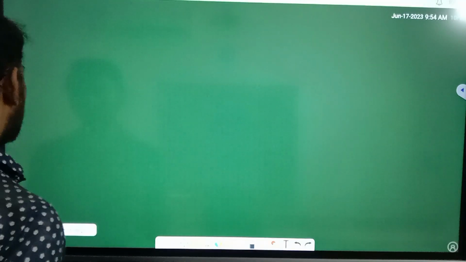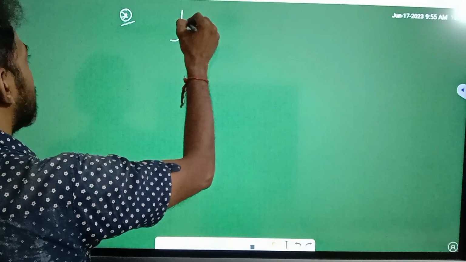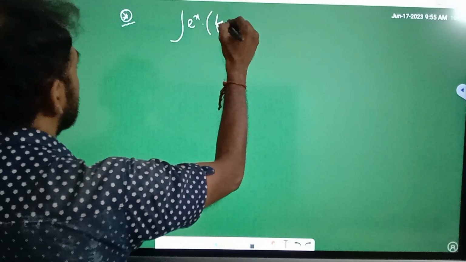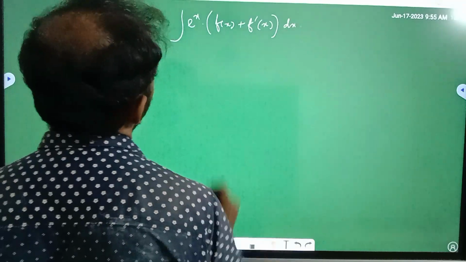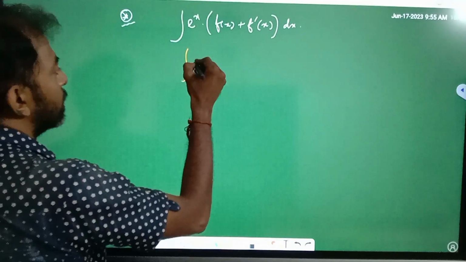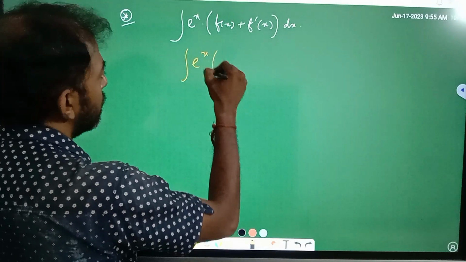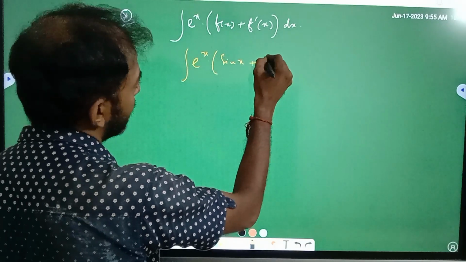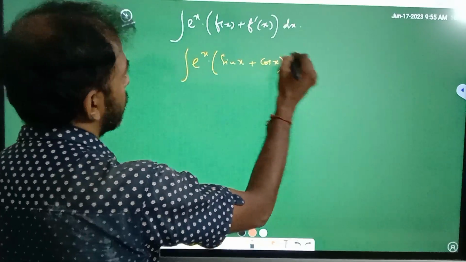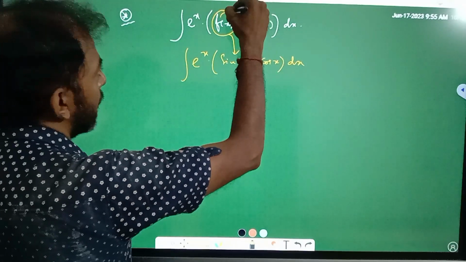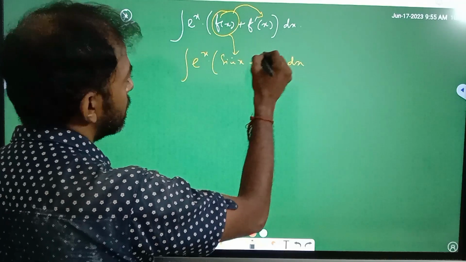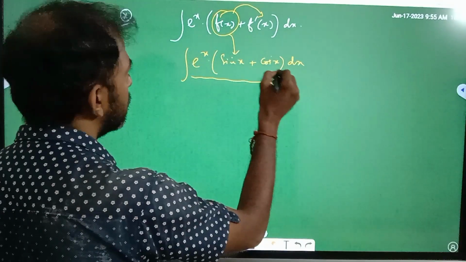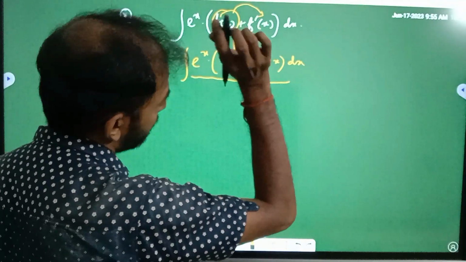Now a special type of form, the last form of our preliminary discussion, that's something like e power x into f x plus f dash x pattern. Now what is it all about? If you consider this example, you will get something like this, e to the power x into sin x plus cos x. That is, we are considering f x as sin x and the derivative of f x will also be present there. As we all know, the derivative of sin x is cos x. So this type of problem is known as e power x into f x plus f dash x pattern problem.